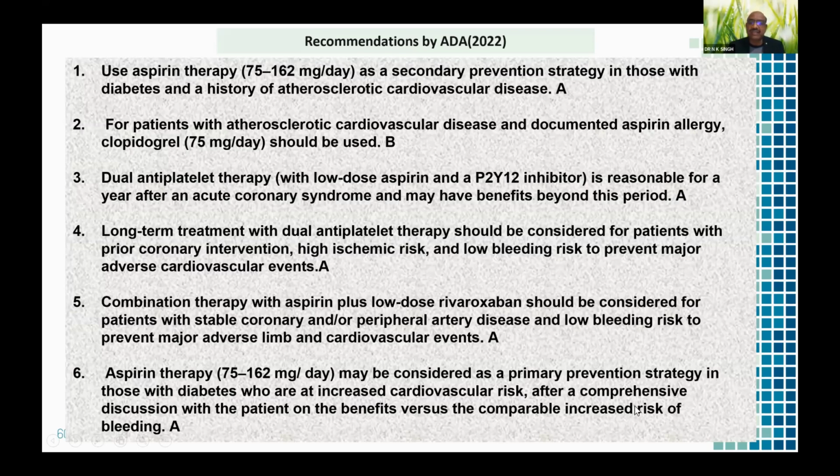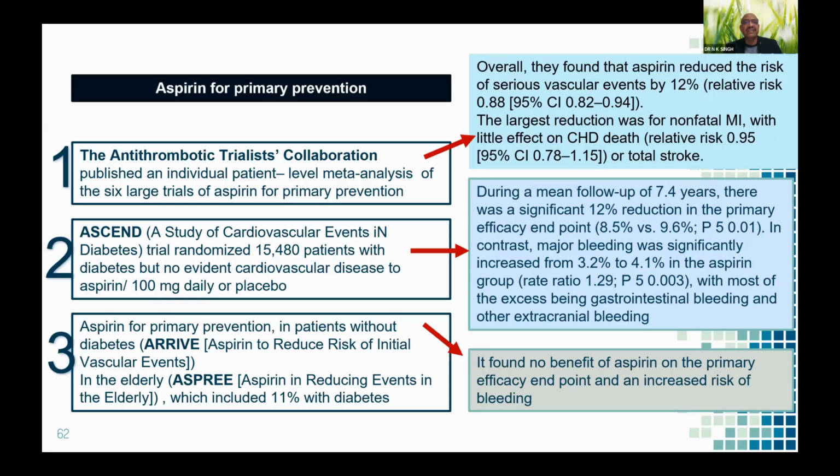As far as the primary prevention strategy and use of aspirin therapy is concerned, in those with diabetes who are at increased cardiovascular risk, after a comprehensive discussion with the patient on the benefits compared with the increased risk of bleeding, you assess it, and then you can start it. So I think this is quite clear here: you consider aspirin for primary prevention.